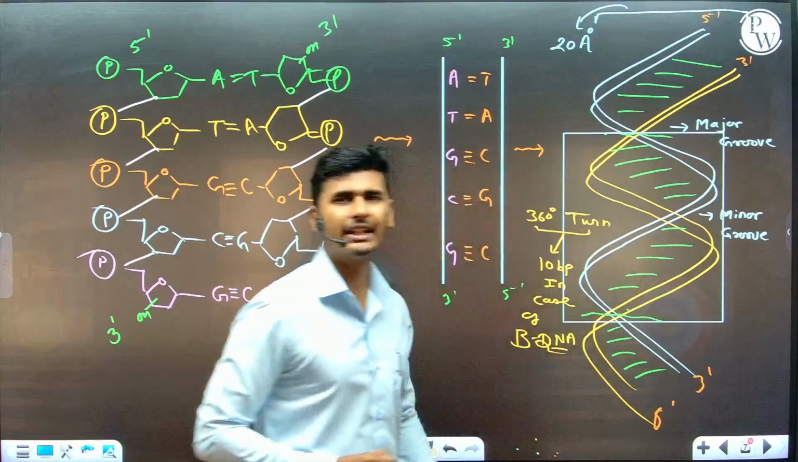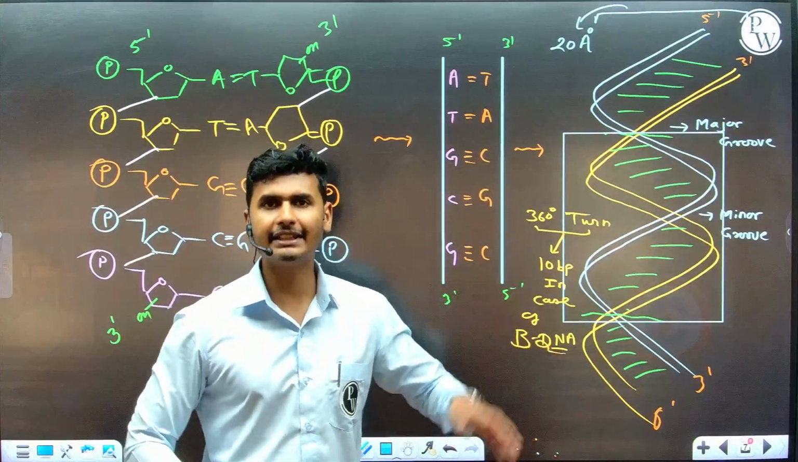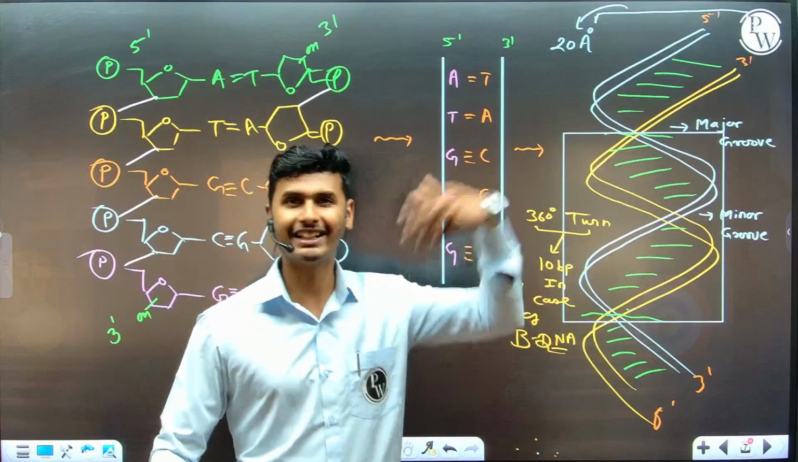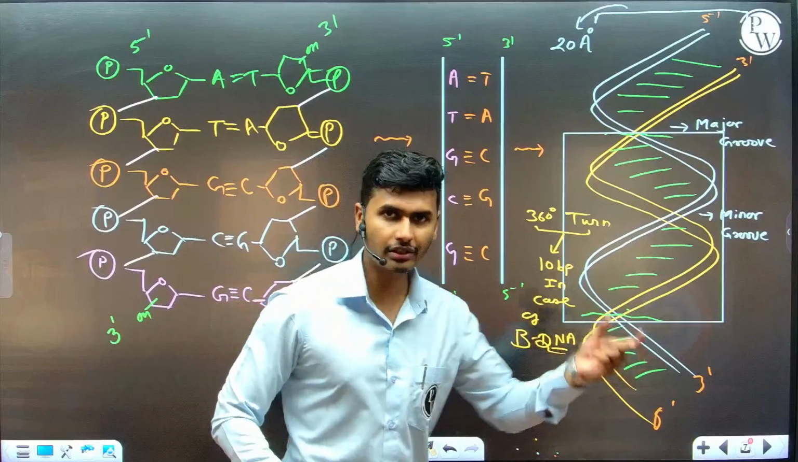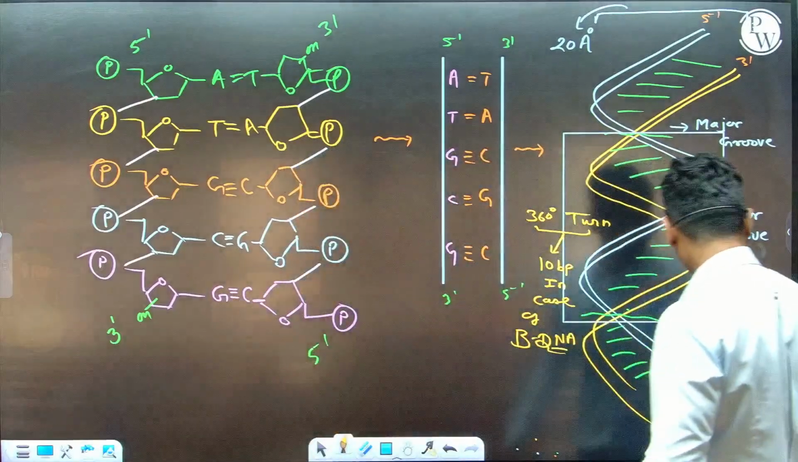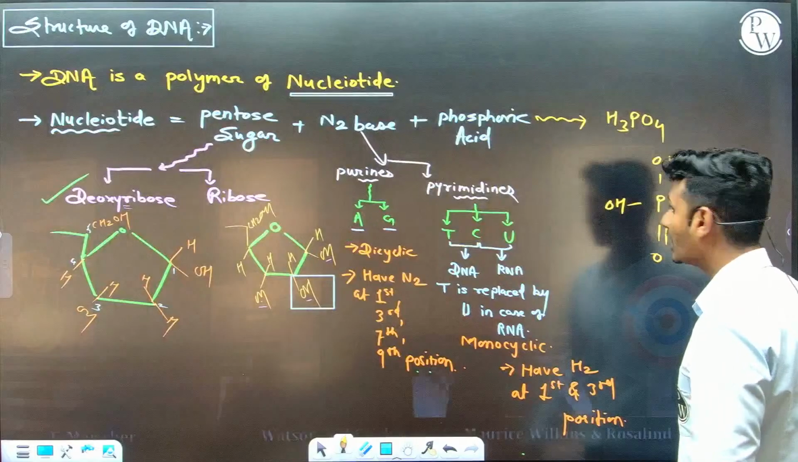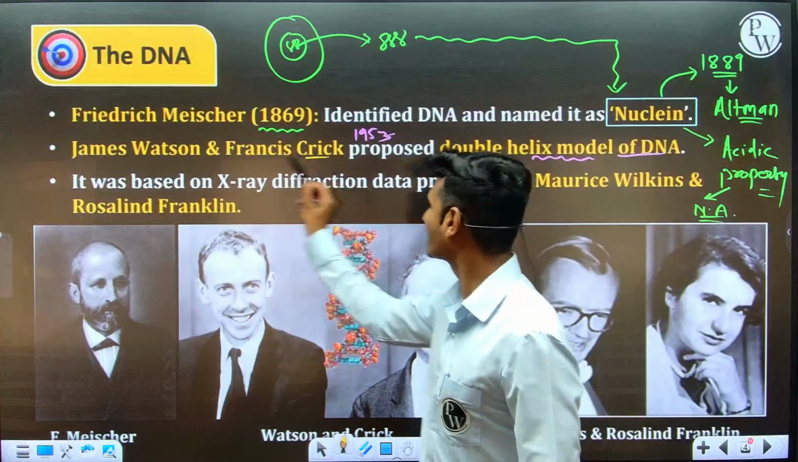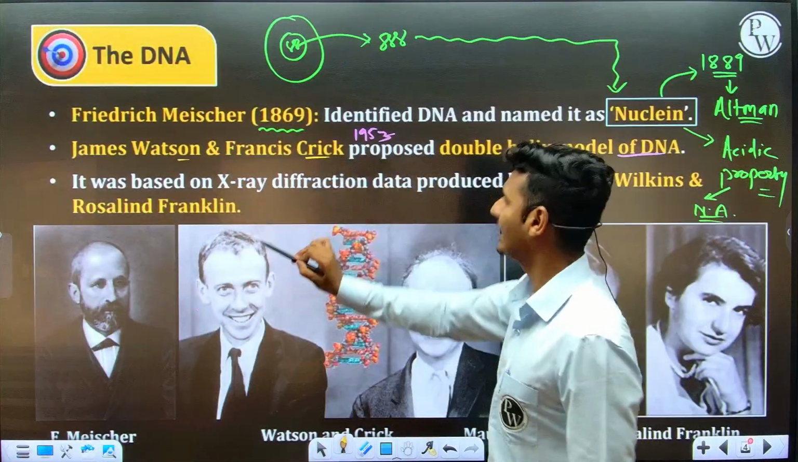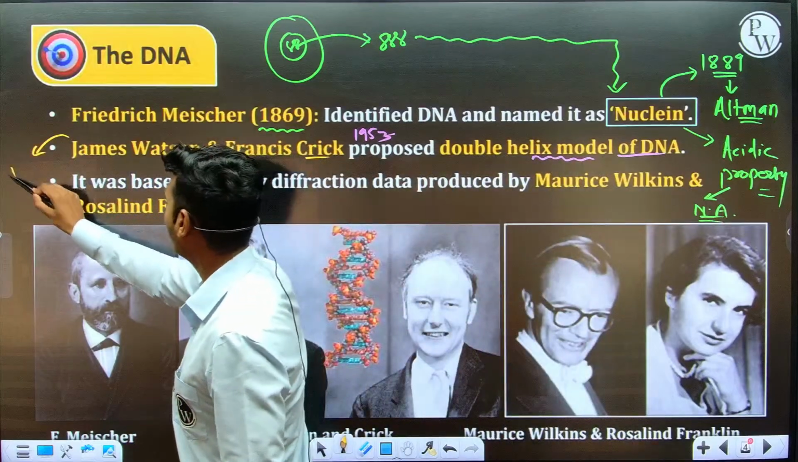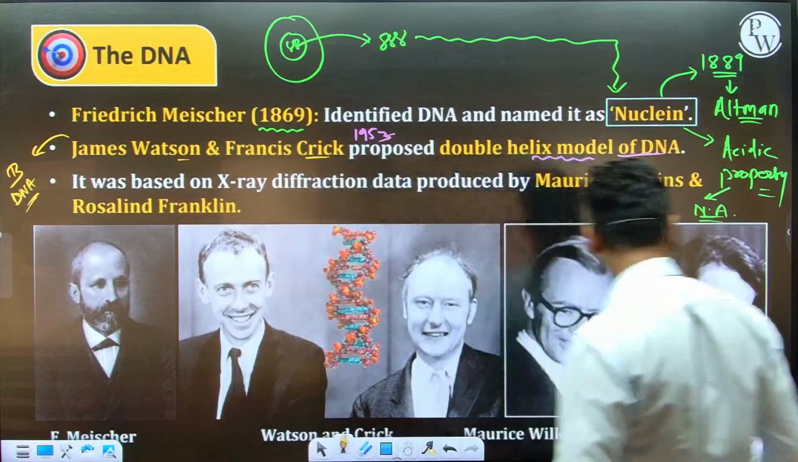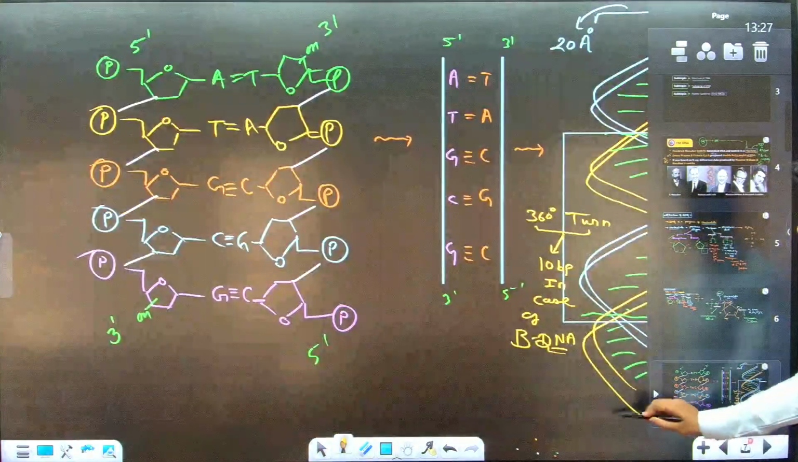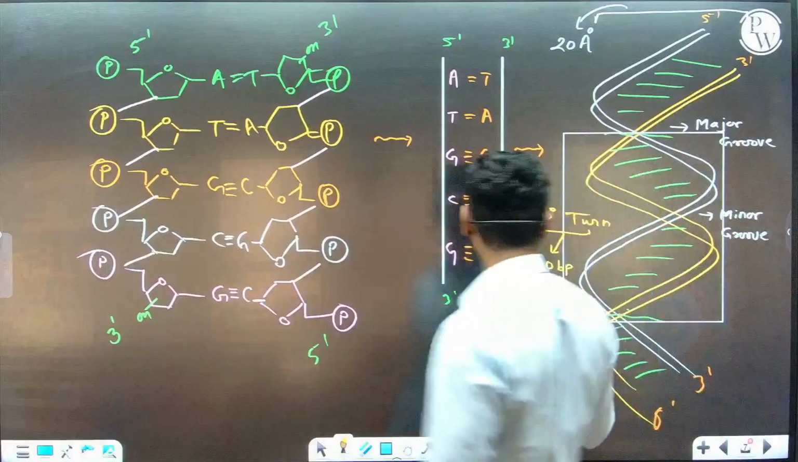There are types of DNA: A DNA, B DNA, C DNA, D DNA, not E DNA, Z DNA. A, B, C, D, and Z DNA. So the DNA model studied by Watson and Crick is a B DNA. If I am talking about B DNA, here I draw the structure of B DNA. This B DNA has 10 base pairs.